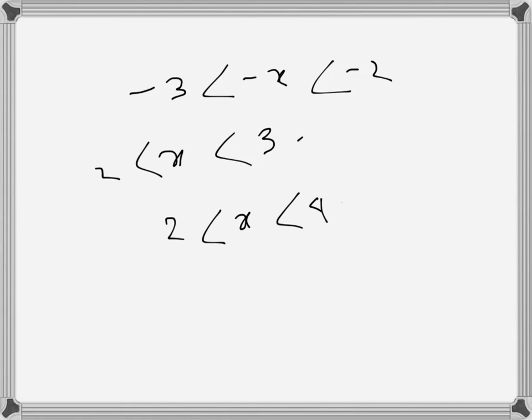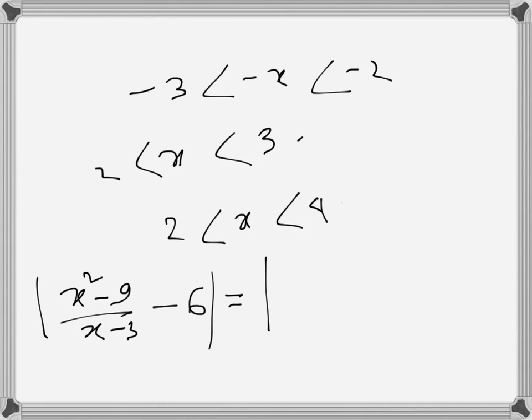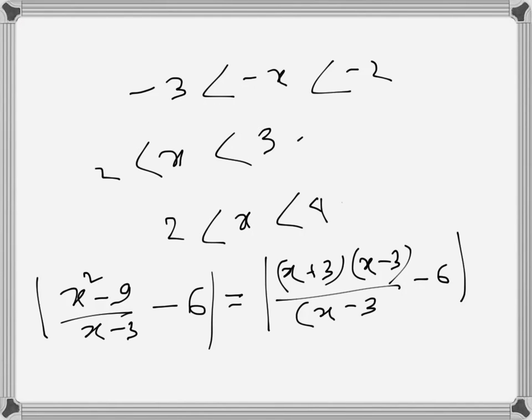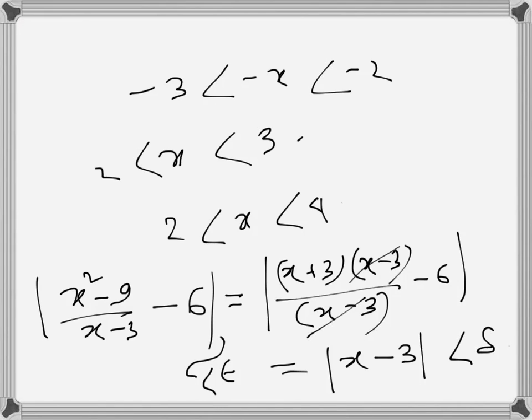Now if we go back here, this one, x squared minus 9 over x minus 3 minus 6, we can rewrite the numerator as this. Now since x is not equal to 3, we can cancel these two, so this becomes x plus 3 minus 6, which is x minus 3. Now this one is less than delta, but we want to get this one less than epsilon in order to make the proof. This is our goal.